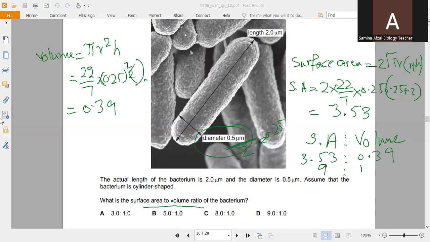So the answer is D. We have found the answer after calculation. Without assuming, we have calculated the values, and as a result, we have got the answer D. A, B, C are not correct options. D is the correct option. After calculation, we have found the result.